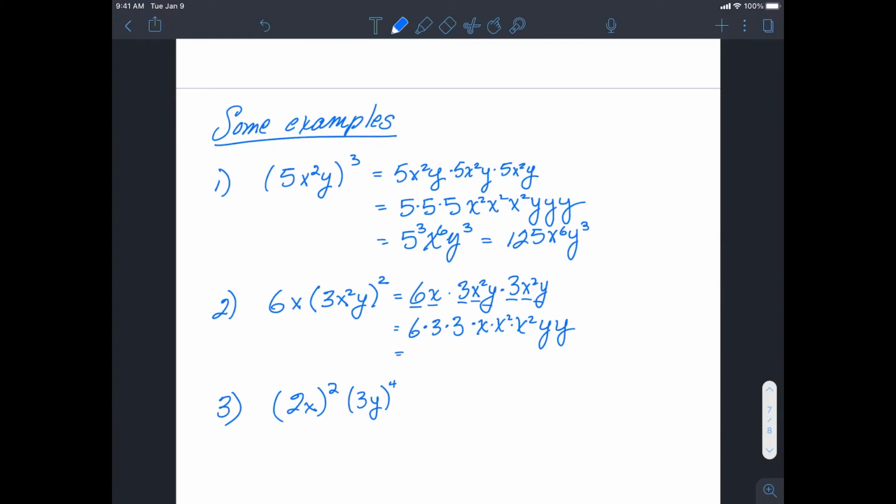And that simplifies to, let's see, 6 times 3 is 18, times 3, that's 54. X times x squared times x squared, that's 5 factors of x, so that's x to the 5th, times y squared.